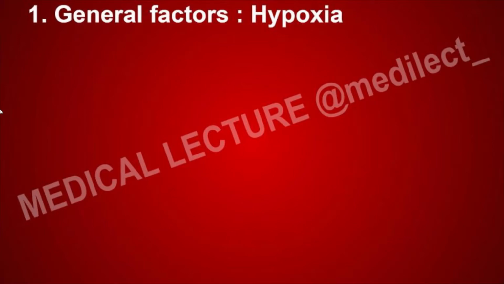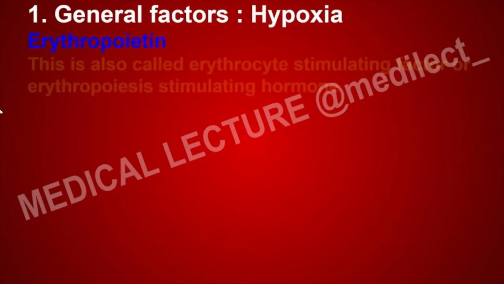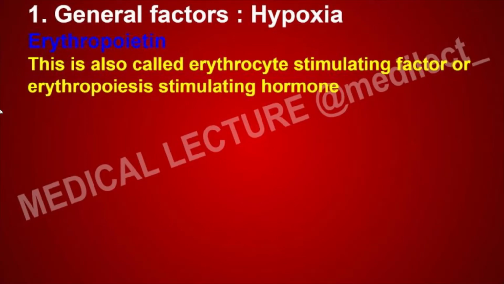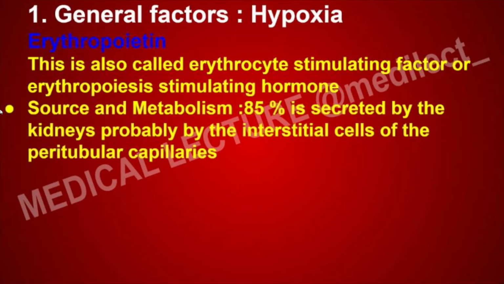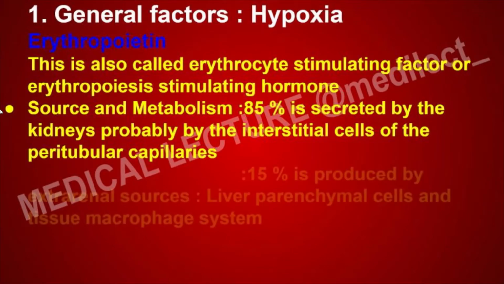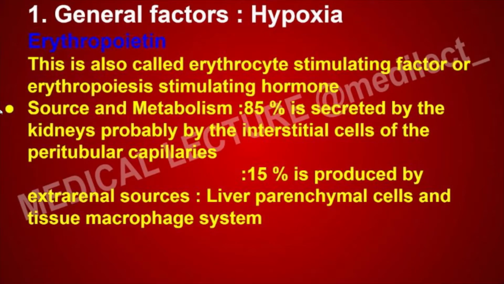And this effect is mediated by what? By the erythropoietin. So this hypoxia will stimulate the bone marrow, which further increases RBC production, and this effect is mediated by the erythropoietin. Now this erythropoietin is also known as erythrocyte stimulating factor, or erythropoiesis stimulating hormone. You can easily identify its function by its name itself, right? Now the source and the metabolism. 85% is secreted by the kidneys, probably by the interstitial cells of the peritubular capillaries, and the remaining 15% is produced by extrarenal sources: liver parenchymal cells and the tissue macrophage system.